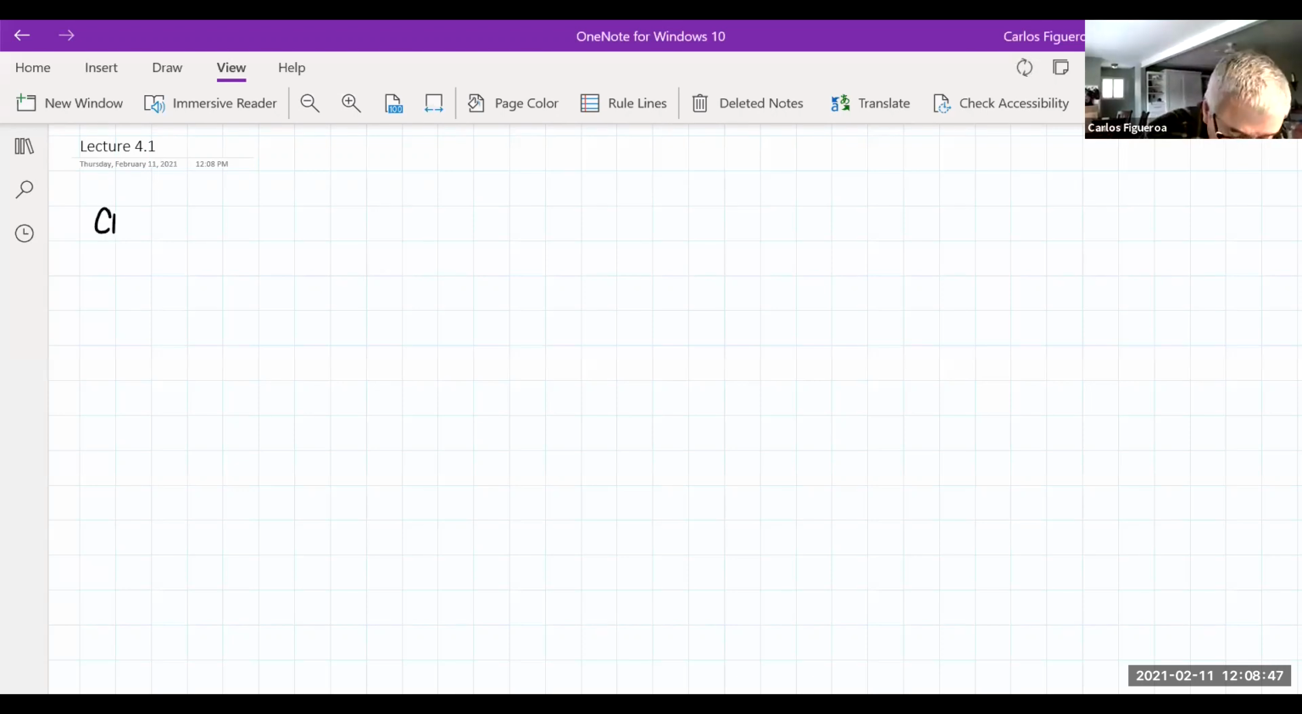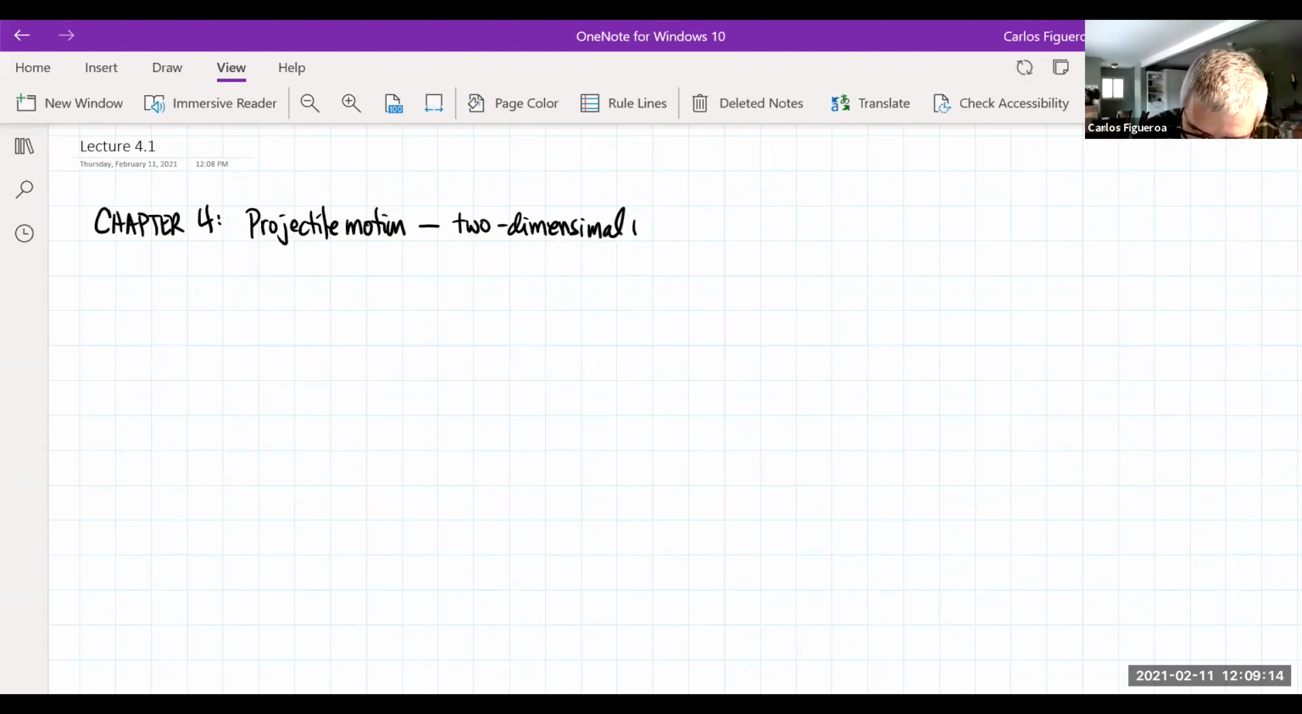In chapter 4, we're going to be talking about projectile motion. And projectile motion is essentially an example of two-dimensional motion. So we want to use kinematics to describe two-dimensional motion.